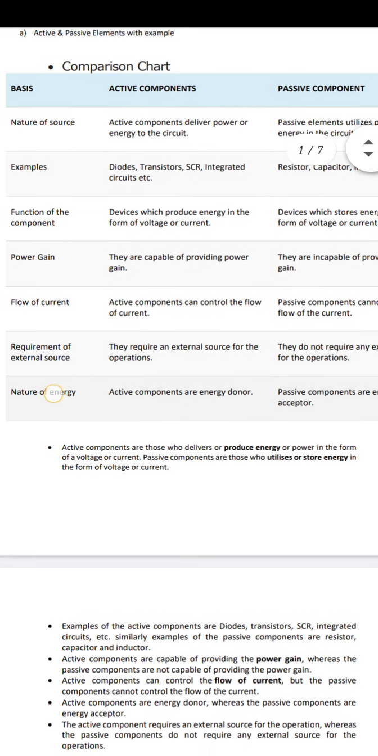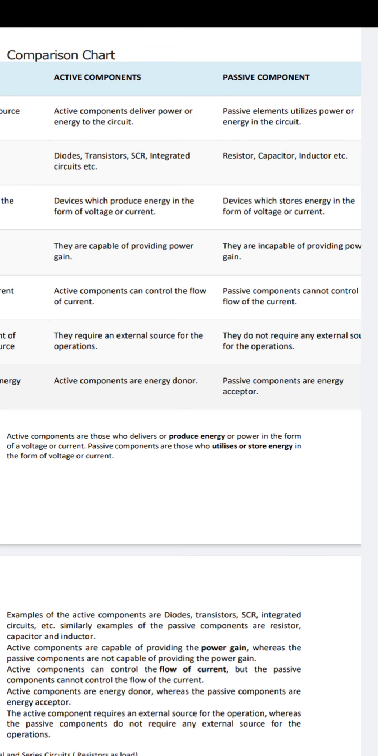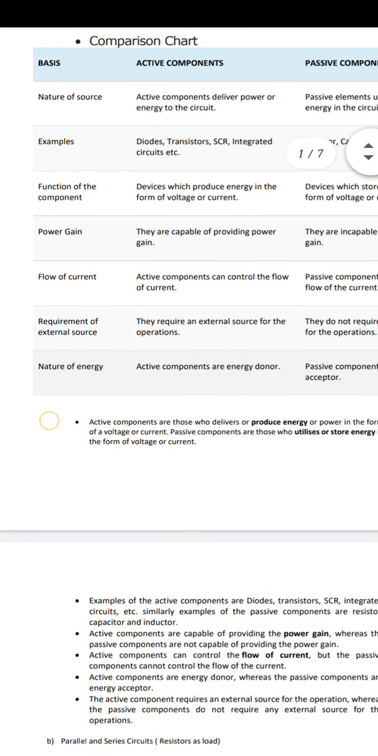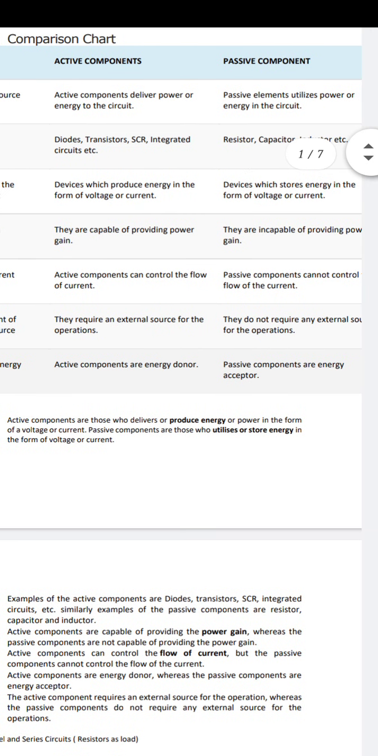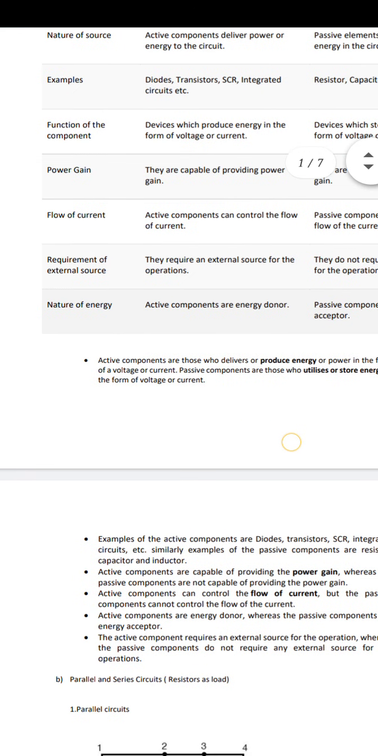Regarding the requirement of an internal source, active components require an internal source for operation. Passive components do not require any internal source. For natural energy, active components are energy donors, while passive components are energy acceptors.